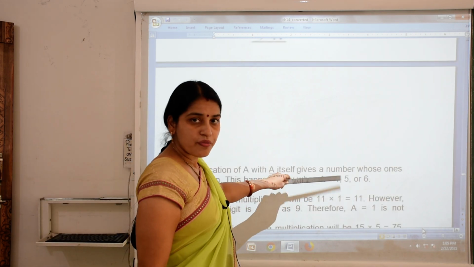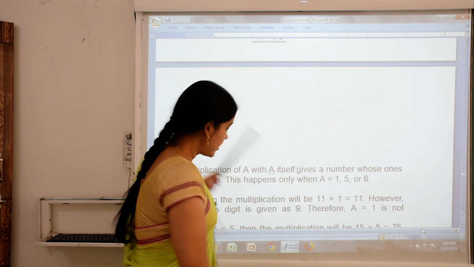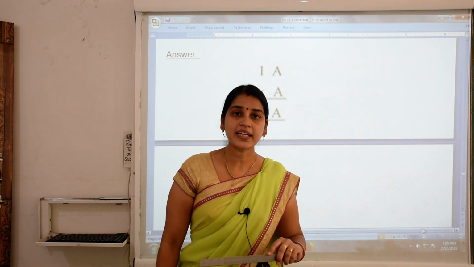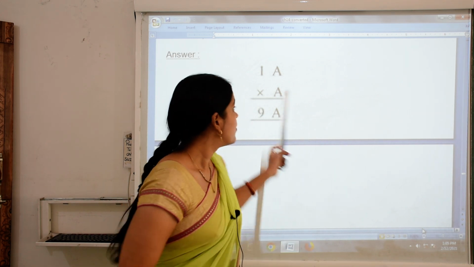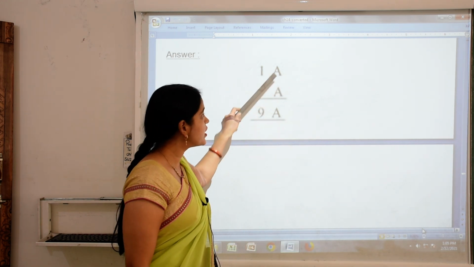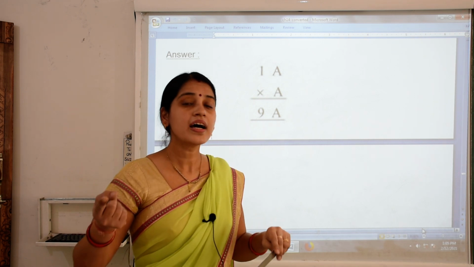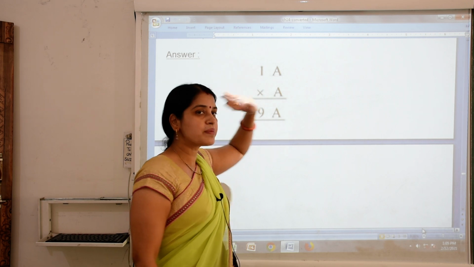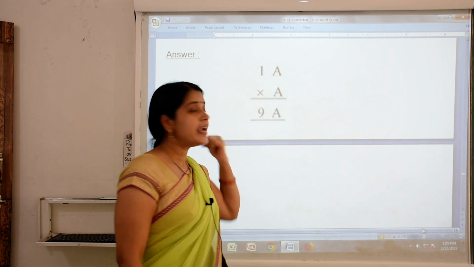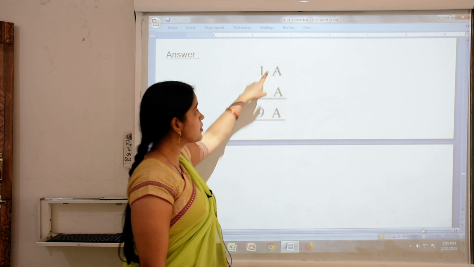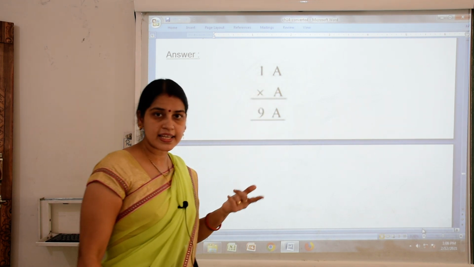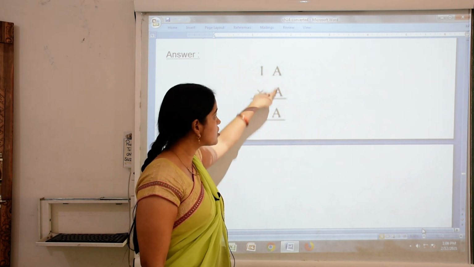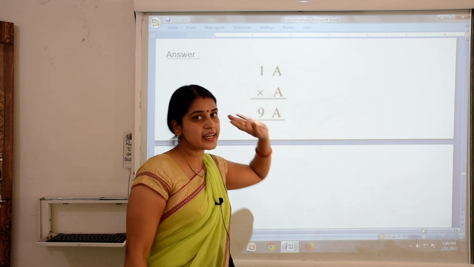So it is possible in 2-3 cases, like in the case of 1, 5 or 6. Why 1, 5 or 6? Because 1 into 1, what do we get? 1. Okay. Why in the case of 5? Because 5 into 5, 5 fives are 25. So 25, 5 comes here and 2 comes in carry. And in the case of 6, why 6? Because 6 into 6, 6 sixes are 36. So the last digit is 6 and the carry is 3.